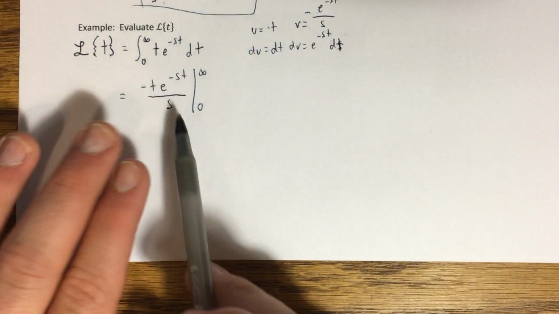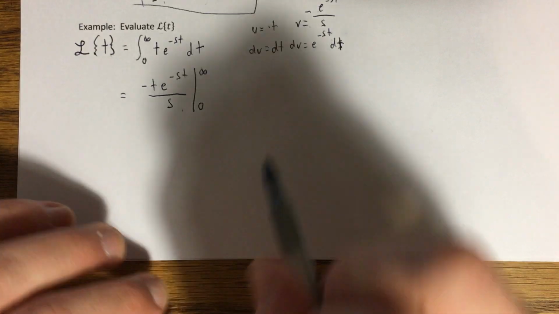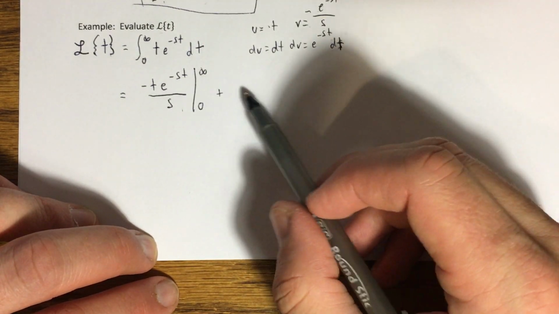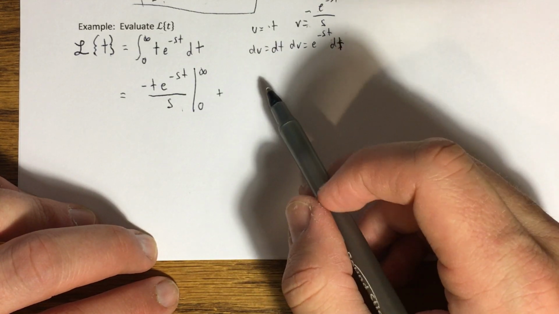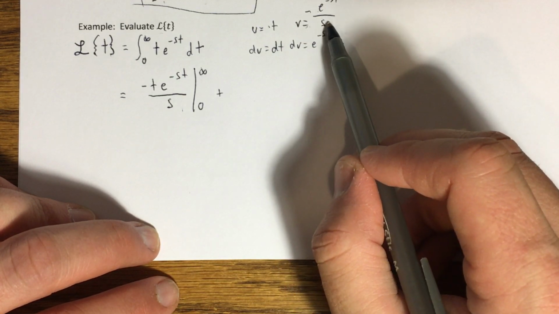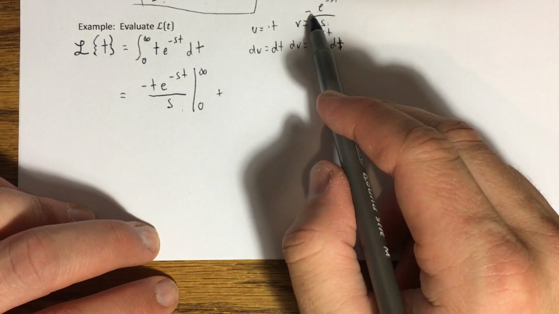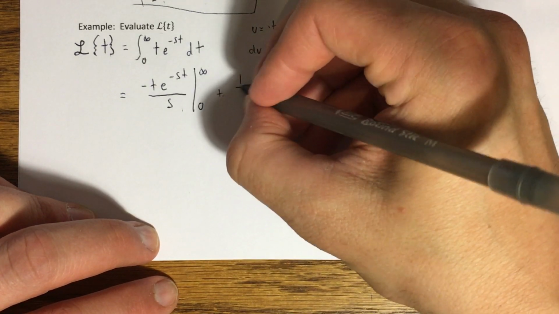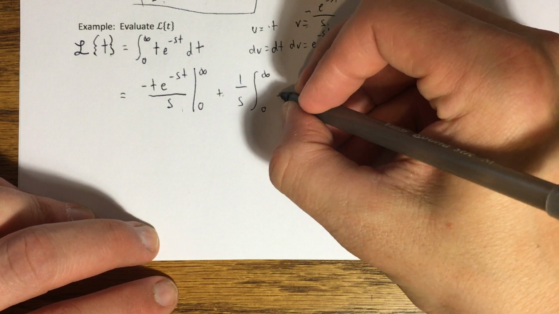And again, remember, this would normally involve a limit here, but we're using a notational convention that makes this more convenient. Plus the integral of v du from 0 to infinity. Notice the v has this 1 over s, which is being treated as a constant, so you can take that out, take the negative out with it, and it changes the minus that's supposed to be here to a plus. So that's plus 1 over s times the integral from 0 to infinity of e to the negative st dt.